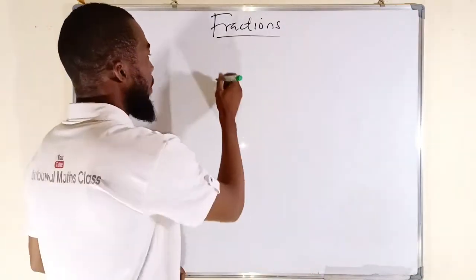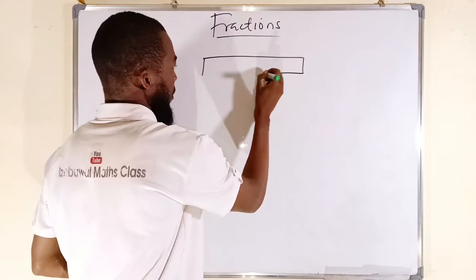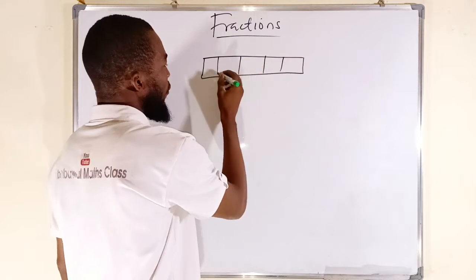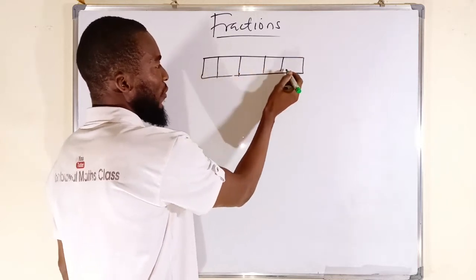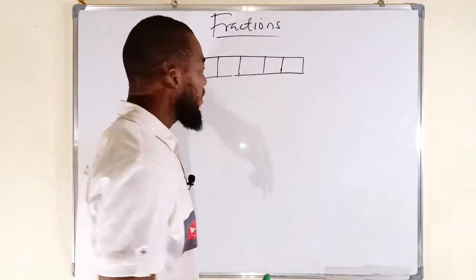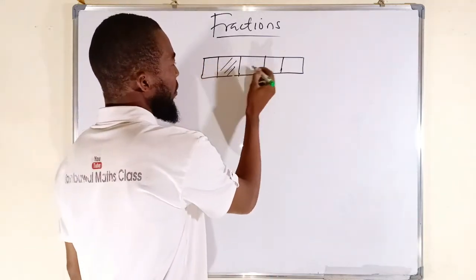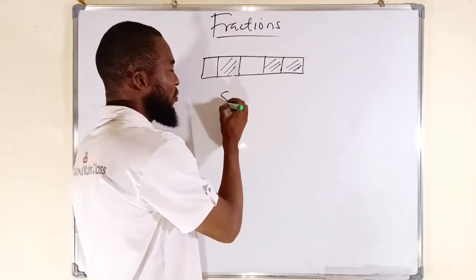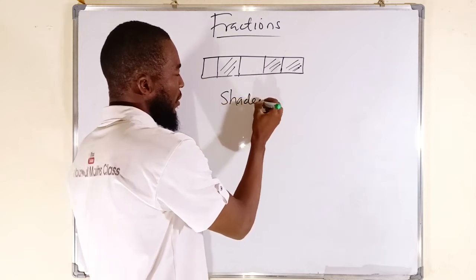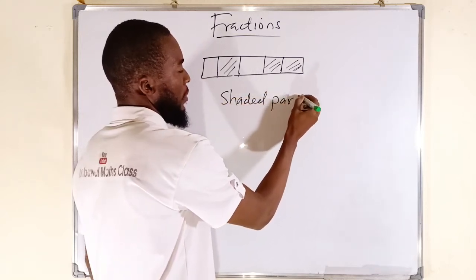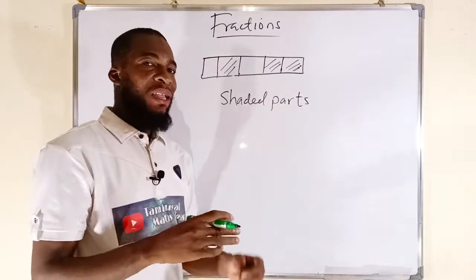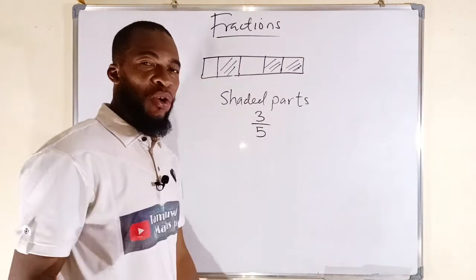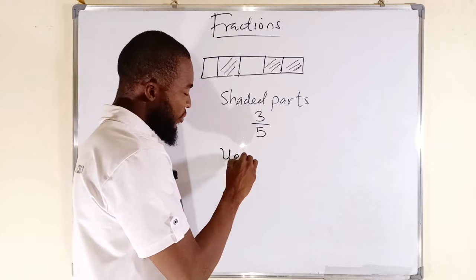Let's assume we have a bar like this. This is a bar. And I decided to partition it into 1, 2, 3, 4, that is 5 places. You see, 1, 2, 3, 4, 5. After this partition, I decided to take 3. 1, 2, 3, for example. So what I have shaded, the shaded parts, are 3 out of 5. What about the unshaded parts? Unshaded.